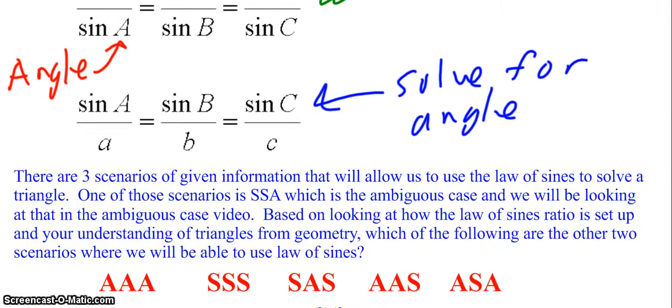So, let's talk about when we can use the law of sines. Well, there are three scenarios where we have enough information to use the law of sines to solve a triangle. When we talk about solving a triangle, we're talking about finding all of the missing sides and angles of the triangle. So, of these 6 scenarios of triangles where we're given 3 pieces of information, one of them is side-side-angle. That is what we call the ambiguous case. That's going to be another one of your videos today. And that is one scenario where we will use the law of sines.